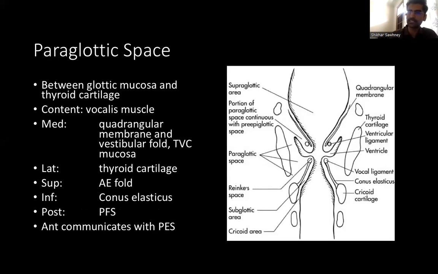The paraglottic space is the space between the glottic mucosa and the thyroid cartilage. If we look at this coronal section, we'll be able to understand it better. It consists of the vocalis muscle. So to understand its relations, going from superior to inferior, medially, it is bound by the quadrangular membrane superiorly, then the vestibular fold and the ventricle, and inferiorly by the conus elasticus. Laterally, it is bounded by the thyroid cartilage. Superiorly, it is bound by the aryepiglottic folds, and inferiorly, it is limited by the conus elasticus. Anteriorly, it is again communicating with the pre-epiglottic space.